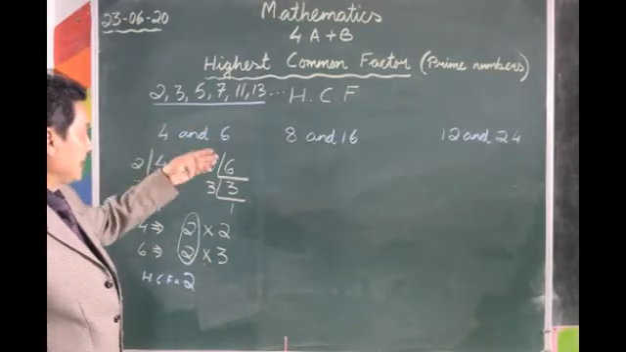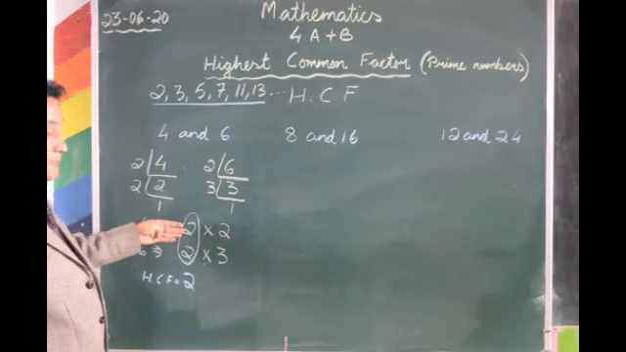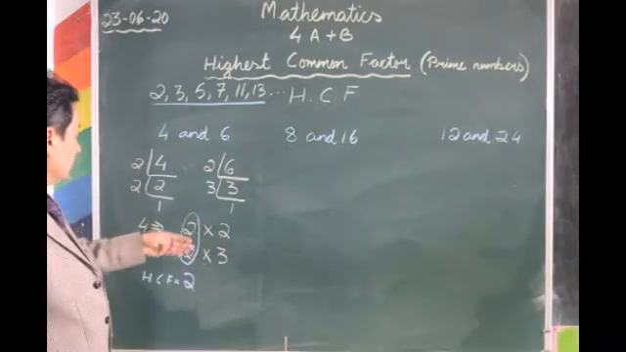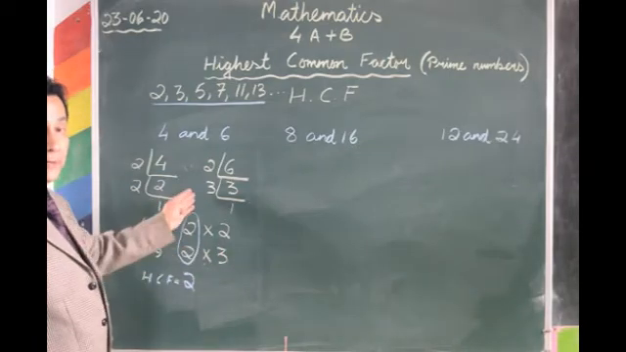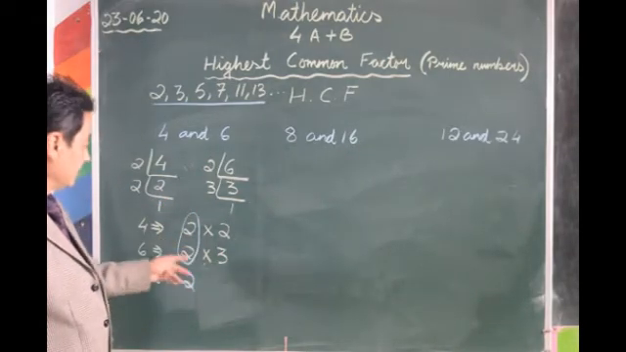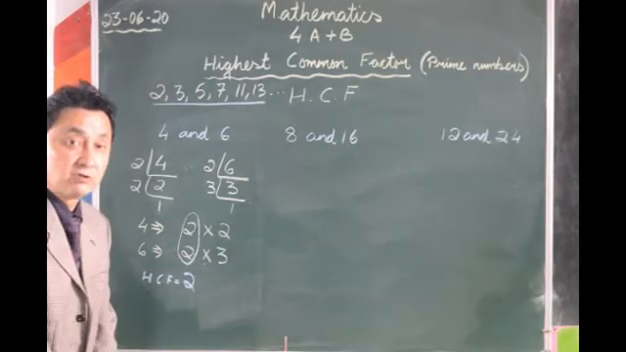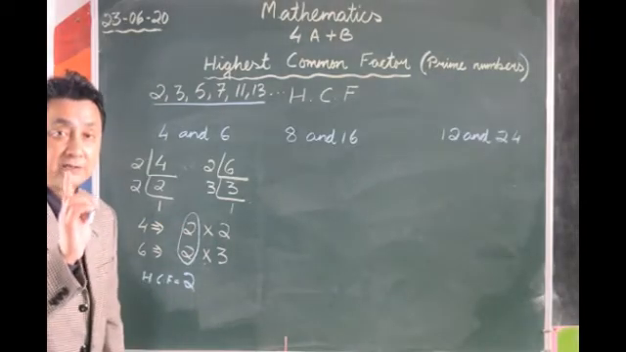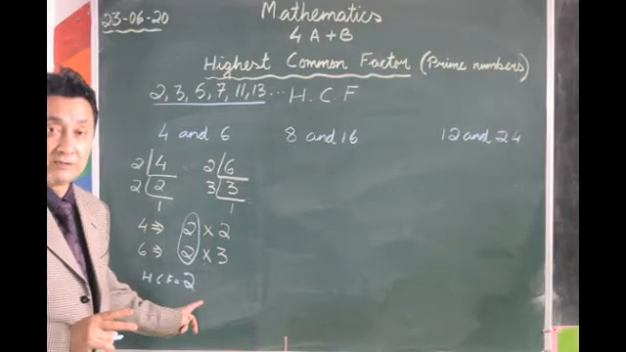Again, first find the prime factors of 4. Second, find the prime factors of 6. After finding, write the number here, 4. Write the prime factors, 2 into 2. Then write 6, 2 into 3. Circle the common numbers. And then whichever is common, write only 1. For these two, write only 1, 2. For a pair of shoes, only one person wears. 2 persons don't wear. So no need to put 2 numbers here.